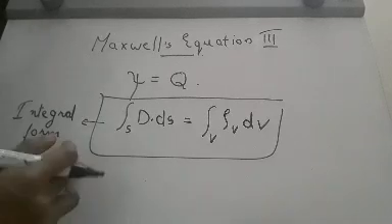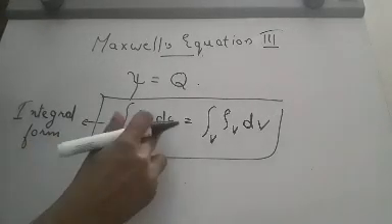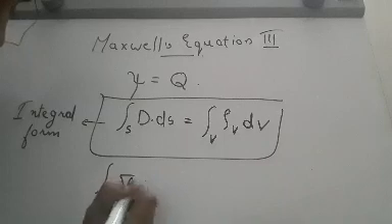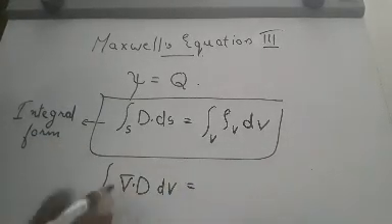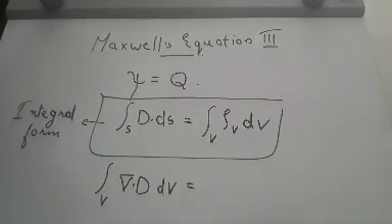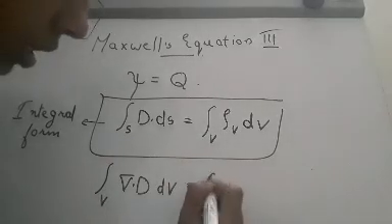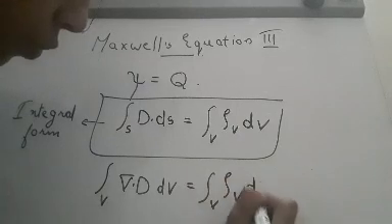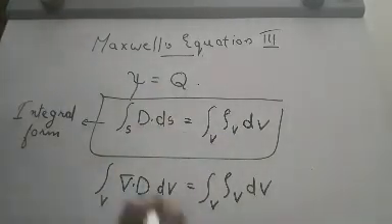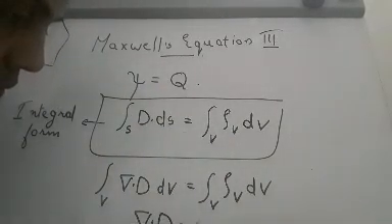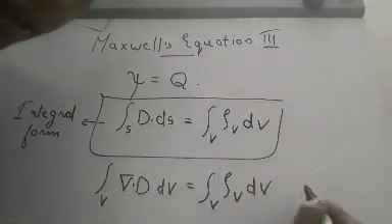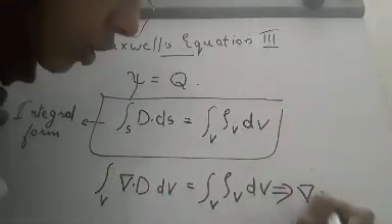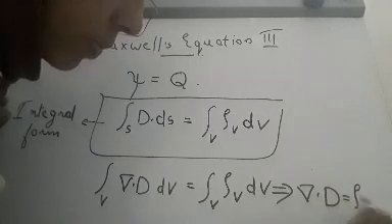Applying divergence theorem here, any surface integral of vector D dot dS is equal to the volume integral of del dot D dv. The right hand side is the same, volume integral of rho v dv. So del dot D is equal to rho v.